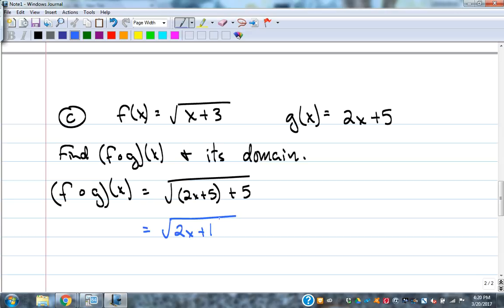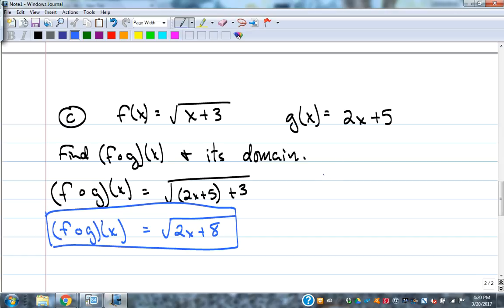2x plus 10. Or I wrote plus 5, that's a plus 3. 2x plus 8. That's the correct way. And there's our composition, or our composite function. That's good to know. Let's look at that domain. What's the domain on g of x? Are there any restrictions on g of x? No, so it's all real numbers.